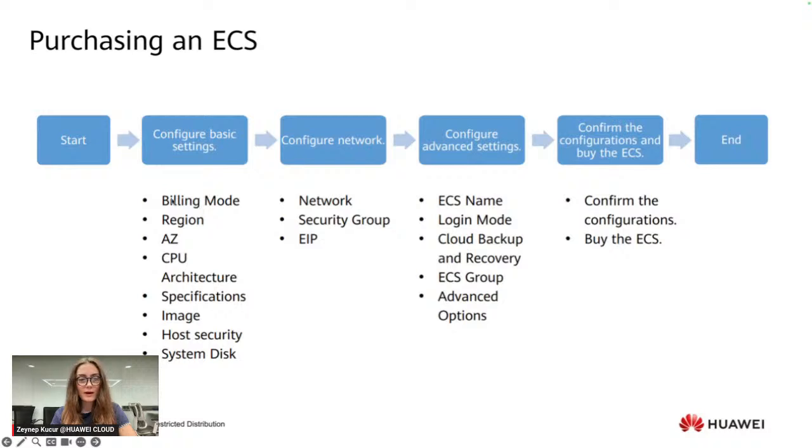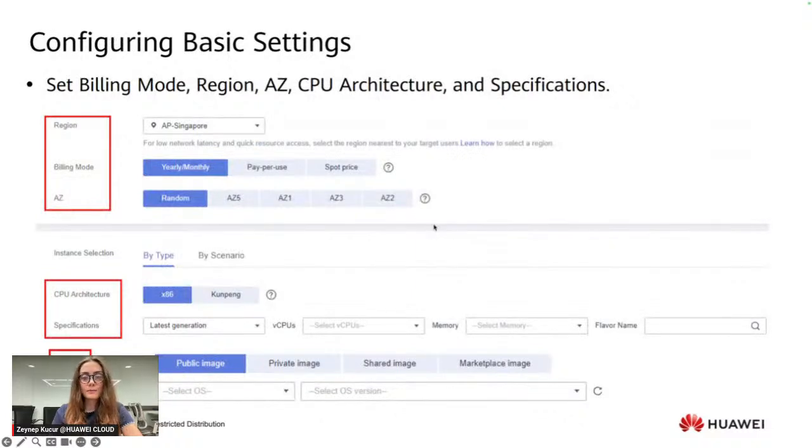Here are the steps to buy an ECS. We configure basic settings, which are billing mode, region, AZ, CPU architecture, specifications, image, host security system, and disk. We will see these in the next slides, so I will continue. But here is the basic scenario to buy an ECS. These are the initial steps of purchasing an ECS. You set the region, and then the billing mode. We have yearly, monthly, pay-per-use, and spot price. And then you set the AZ.